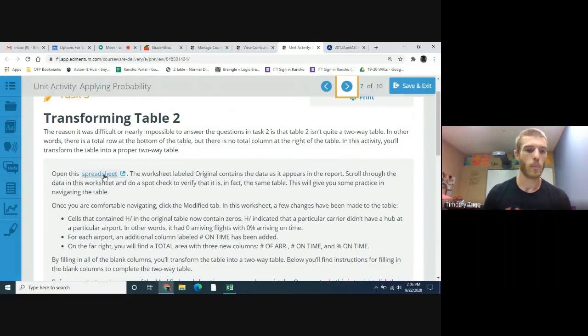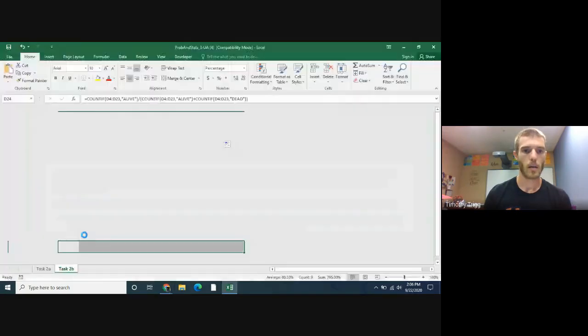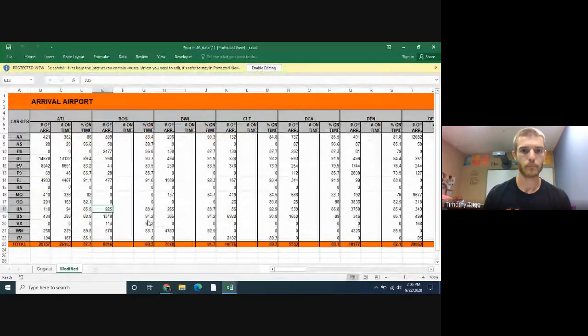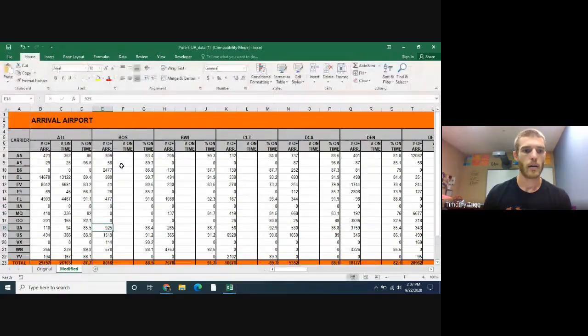So what we need to do is open this spreadsheet here. So we'll open an Excel spreadsheet, and it'll look like this. You want to click Enable Editing right here, Enable Editing. And then you'll be able to change things around.